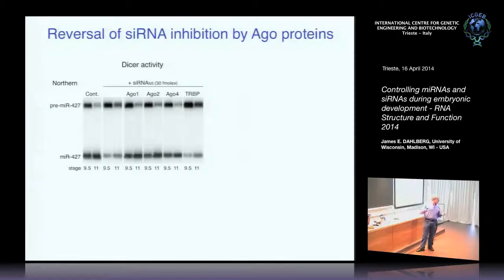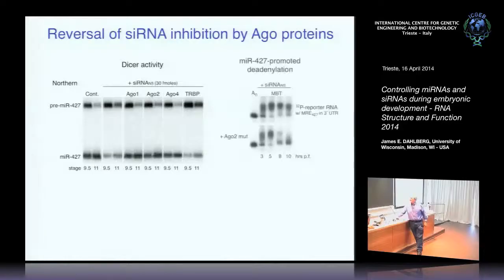It's not just a double-stranded RNA binding protein that's doing this, because if we put in TRBP, which is also a double-stranded RNA binding protein, but works totally differently from any Dicer activity, that does not rescue from the inhibition.